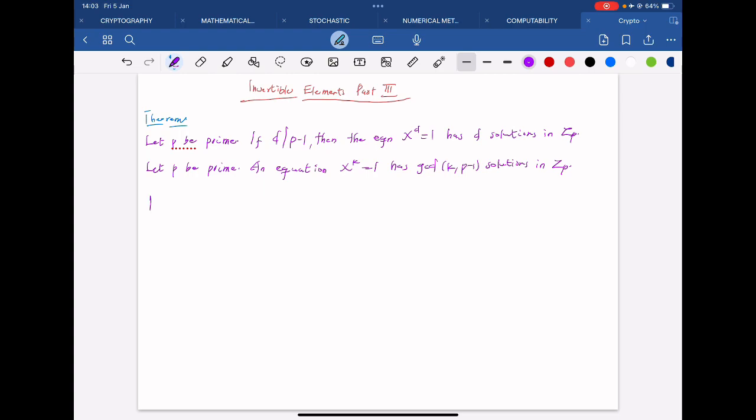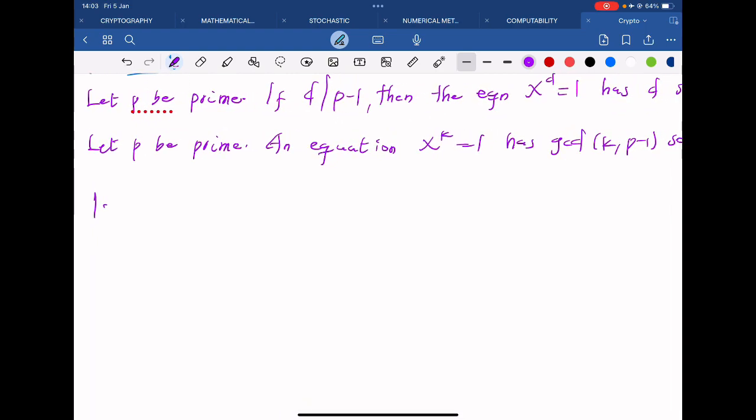So the first question that I want us to look at is, if you are being asked to solve x raised to the power 10 is equal to 1 in Z71. When you are being given a question like this, how do you solve it? First of all, the first thing that you have to check, remember, let P be prime. So let's see, is 71 prime? How do we check if 71 is prime?